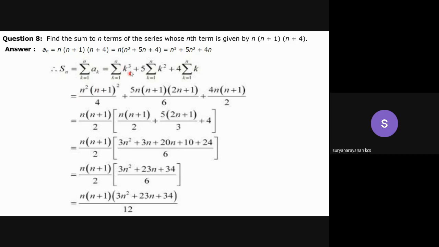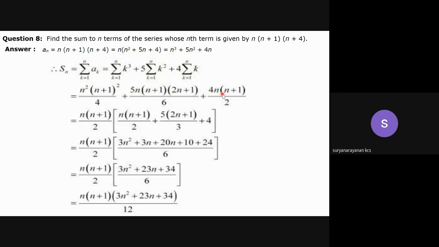That is equal to sigma k equals 1 to n of k cube, which denotes the sum of the cubes of the first n natural numbers. What is the value of this sigma notation? n square into (n plus 1) whole square by 4. Plus, come to the second term, 5 into this sigma notation, which denotes the sum of the squares of the first n natural numbers. What is the value? n into (n plus 1) into (2n plus 1) by 6. Plus, come to the third term, 4 into this sigma notation, which denotes the sum of the first n natural numbers.